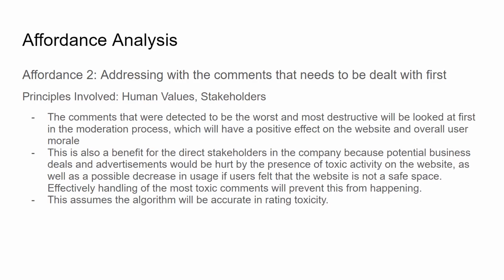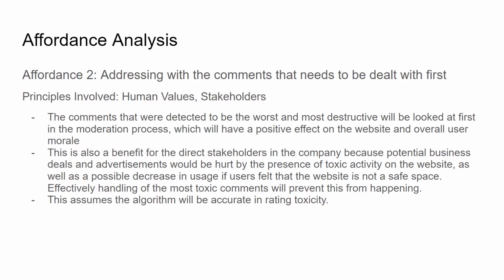Okay, so for our second affordance, this is going to be about addressing the comments that need to be dealt with first. The principles involved here are human values and stakeholders. Because the comments that were detected to be the worst and most destructive will be looked at first in the moderation process, this is going to have a positive effect on the website and overall user morale. And this is going to be a benefit to direct stakeholders in the company because potential business deals and advertisements will be hurt by the presence of toxic activity on the website. And users are also going to leave if they feel like the website is not a safe space.